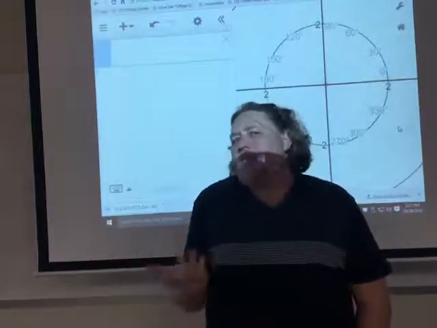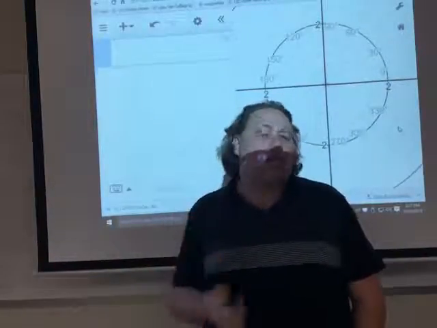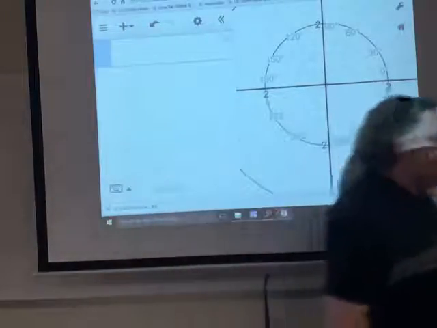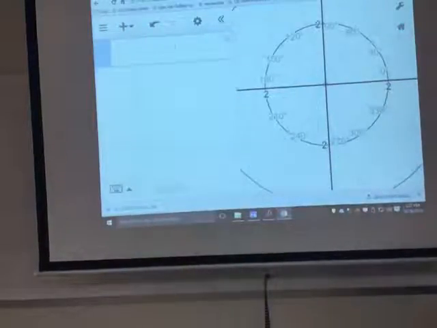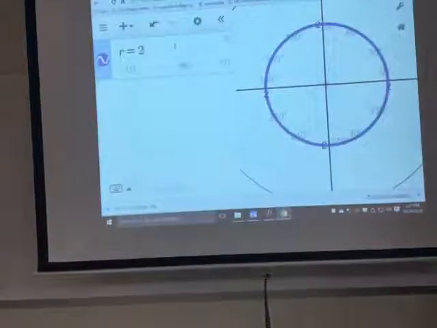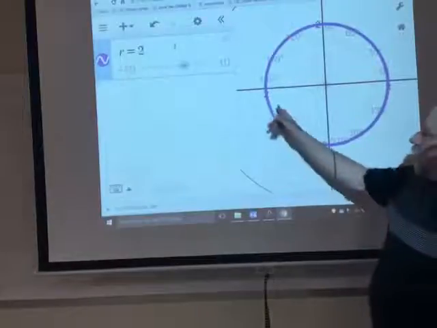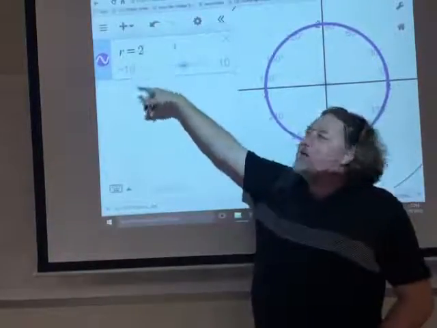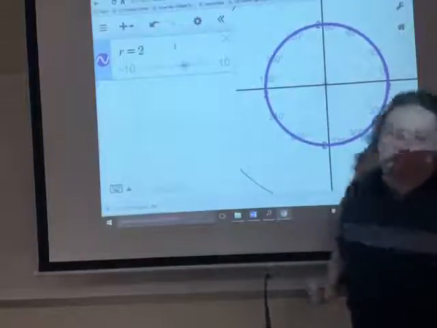So let's start with the easiest possible thing. What does a line look like? What if I just wrote r equals a number? So for instance, what if I just wrote r equals 2? Oh my goodness, look at that. I've got a circle of radius 2, which ought to make sense. R is for radius. So radius equals 2.